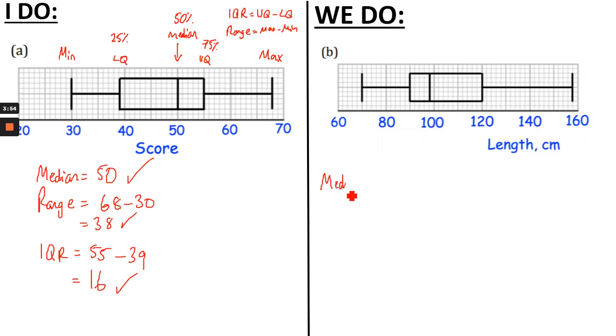Okay, so the median. First of all, we need to look at the scale. Now we've gone up 10 squares, but for a difference of 20. So each little square is going to go up in 2s. So the median is going to be 98. The range is going to be 158 subtract 70, which is going to give you 88. And the interquartile range is going to give you 120 subtract 90, which is 30. Okay, so we've worked out the median, the range, and the interquartile range.